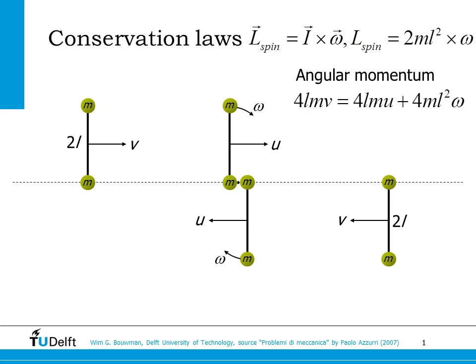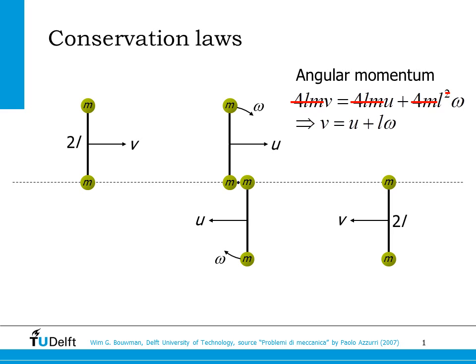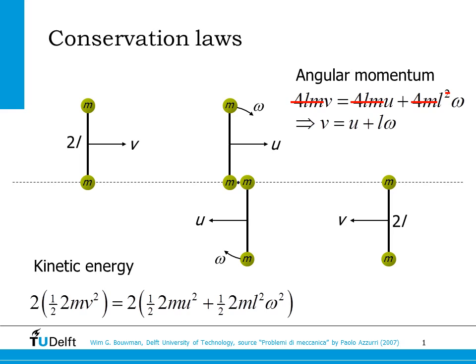This can be reduced to a much simpler equation, and then we are left with this very simple equation, which has the relation between the speed before and after collision and the rotation. But we have another conservation law, the one of kinetic energy. You all know it by heart, of course, the one connected with translation, 1/2 mv squared.